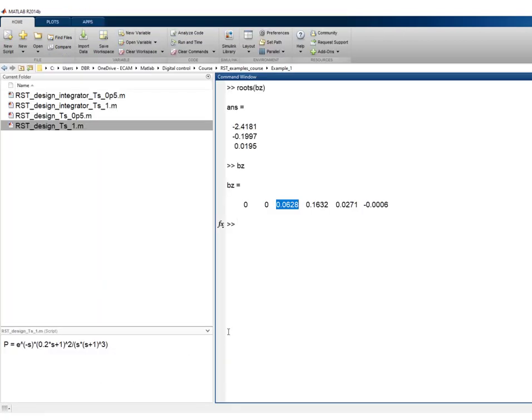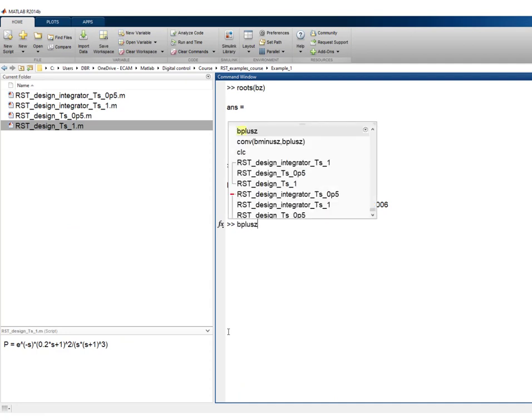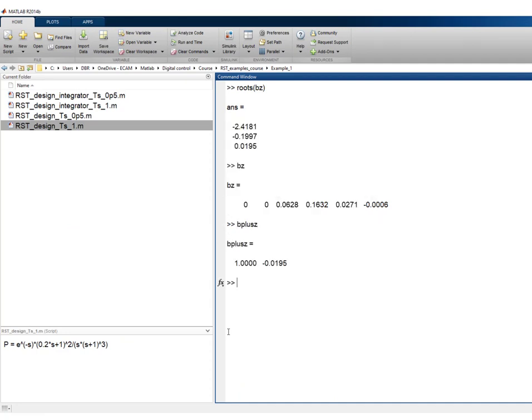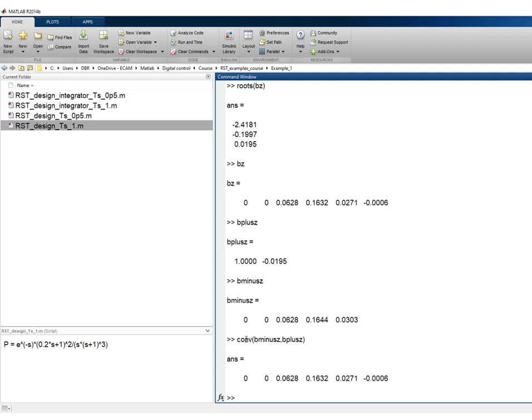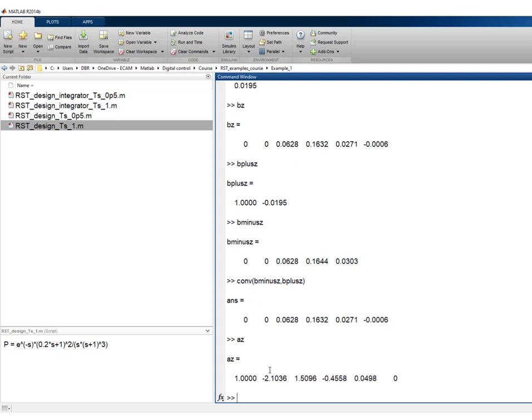Let's check that. So this is B of Z, B plus, B minus. You can see here in front this coefficient. This one is not monic, this one is monic. Now we can compute the products. You can see that this is equal to B, okay? So obviously it has the same length as B, and it has the same length as A of Z, as you can see over here.